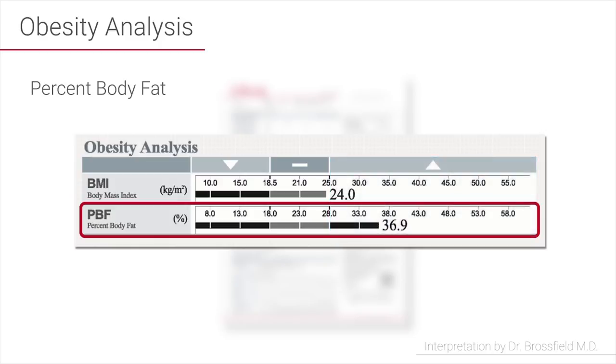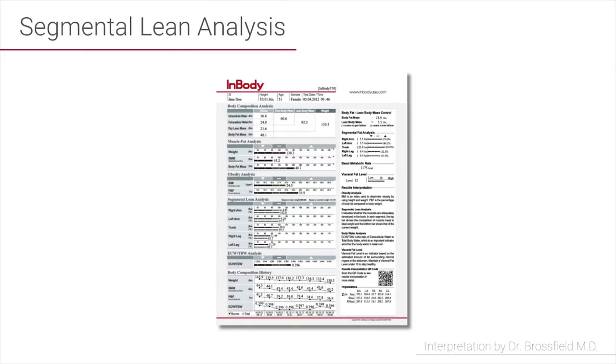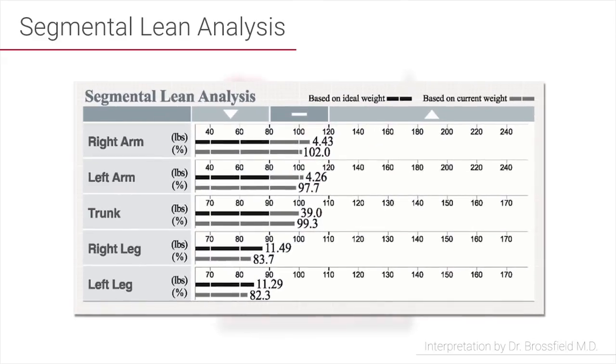So body fat percentage is the most accurate way you can tell whether you're healthy based on your fitness or your body fat level. The next segment of the results sheet is the segmental lean analysis. And in this segment, it breaks out every part of your body. So each arm, your trunk, each leg, and tells you how many pounds of muscle is in each segment.